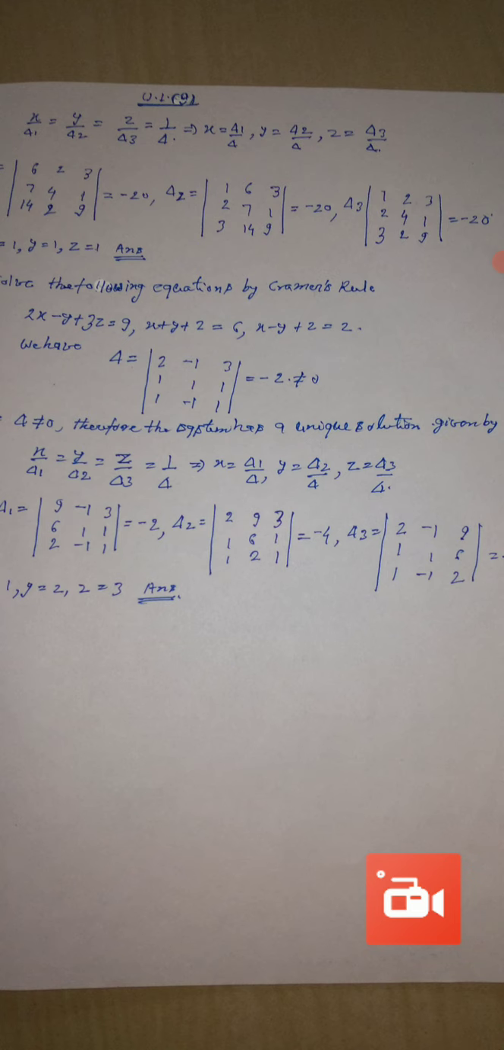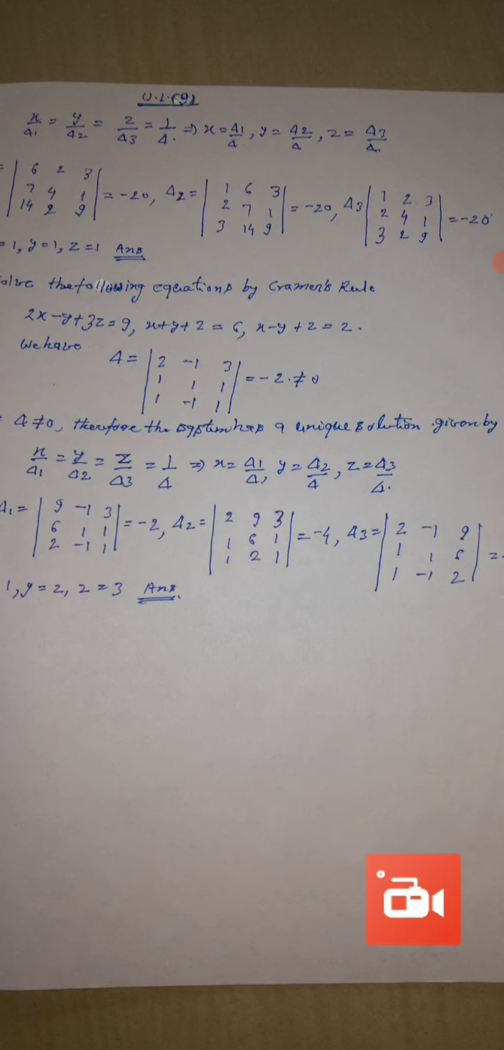Delta 2 is equal to 1 2 3 in the first column, 6 7 14 in the second column, and 3 1 9 in the third column, and after solving we will also get it equal to minus 20. Similarly, you can find delta 3 equal to 1 2 3 in the first row, 2 4 1 in the second row, 3 2 14 in the third row, and when you solve this you will get it equal to minus 20. So we see that x is equal to 1, y is equal to 1, and z is equal to 1.